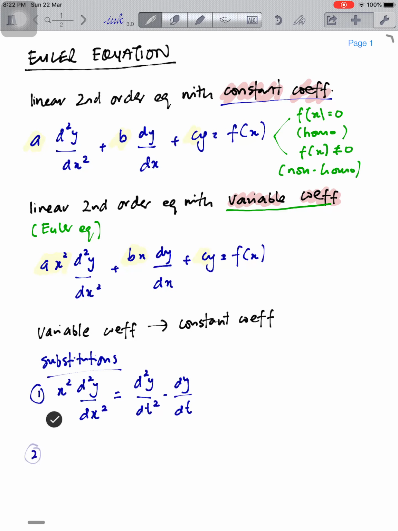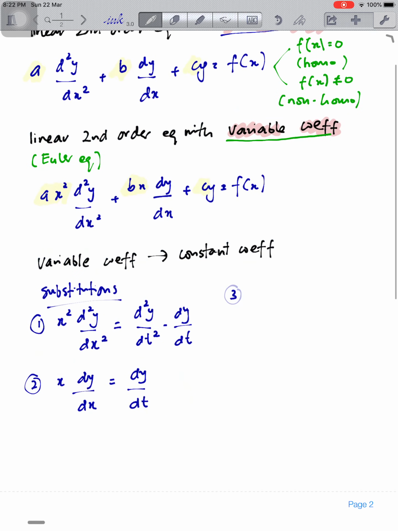The second substitution is that when you come across x dy over dx in the equation, that will be replaced by dy over dt. And the third substitution is that x is going to be replaced by exponential of t. So that is the substitution that we're going to use. We get rid of all the x in the Euler equation and replace it by a new independent variable t.